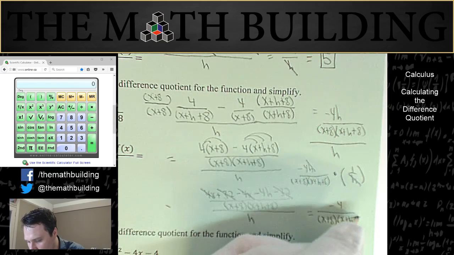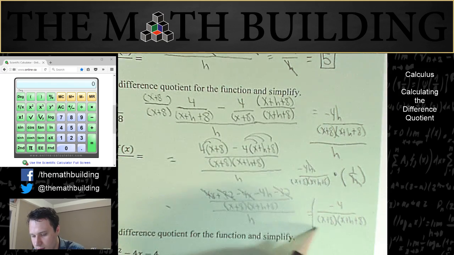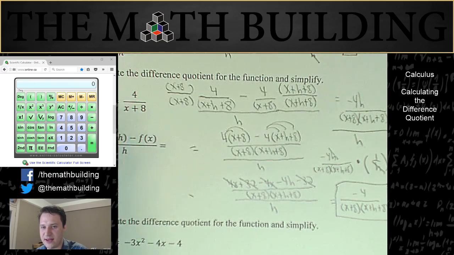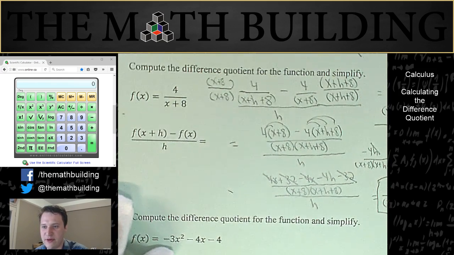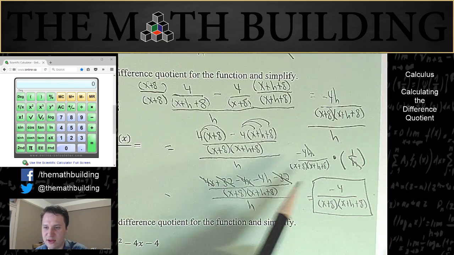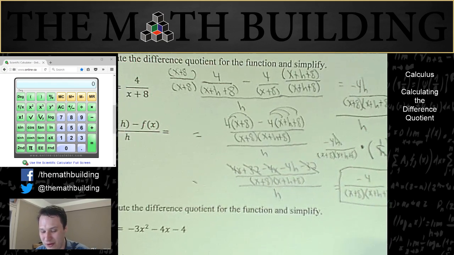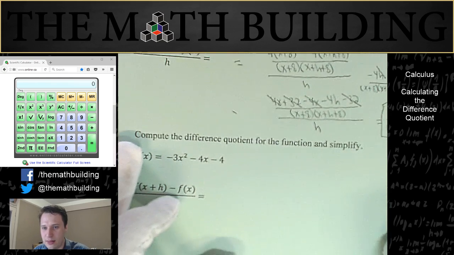So here's the difference quotient right there. That's the difference quotient for f of x equals 4 divided by x plus 8. It's negative 4 over all of this. Big deal, you might be saying. Who cares? That doesn't look very helpful. Well, just wait, because I promise soon it will be very helpful. So that one was kind of tricky.